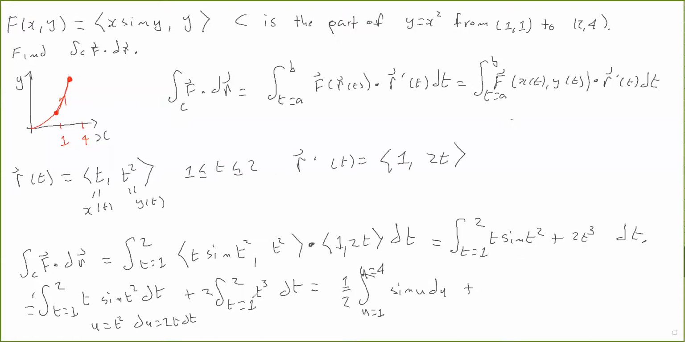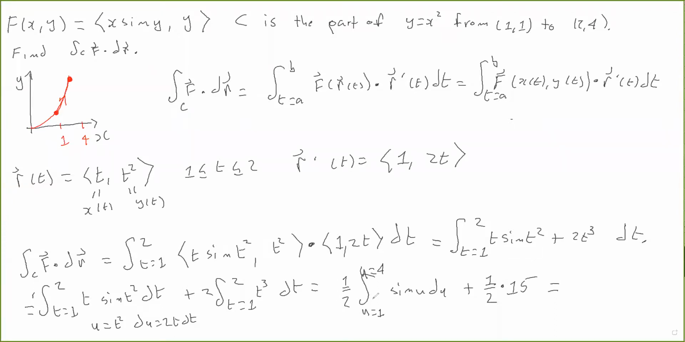And then it's going to be plus, let's just do this integral. The antiderivative of t cubed is t to the power of 4 over 4. So 2 over 4, that's 1/2, times t to the power of 4. So it's going to be 2 to the power of 4 minus 1. 2 to the power of 4 is 16. 16 minus 1 is 15.